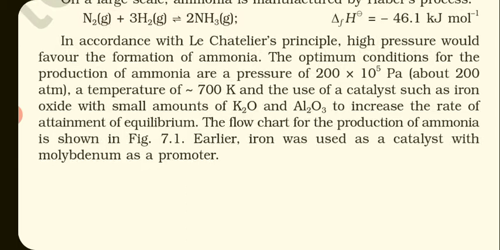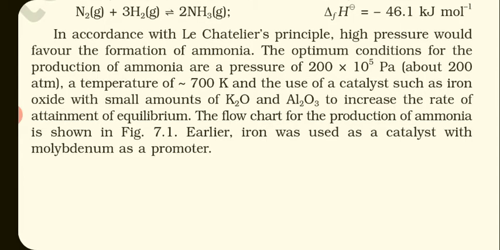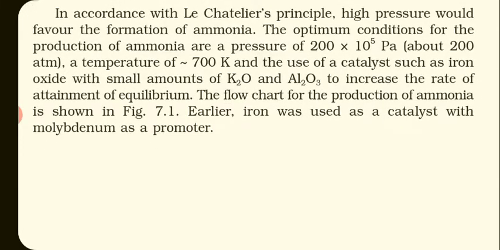On a large scale, ammonia is manufactured by the Haber process. N2 plus 3H2 reversible reaction to 2NH3, all in the gaseous state. The enthalpy of formation is minus 46.1 kilojoule per mole. According to Le Chatelier's principle, high pressure would favor the formation of ammonia.